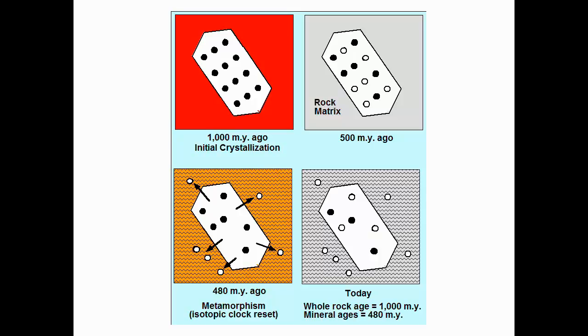Well, the point here is that in metamorphic rocks, the mineral ages can determine the age of the last metamorphic event, whereas the whole rock age will give us the age of initial crystallization. So we have two different ages, and both of these ages are very important to geologists.